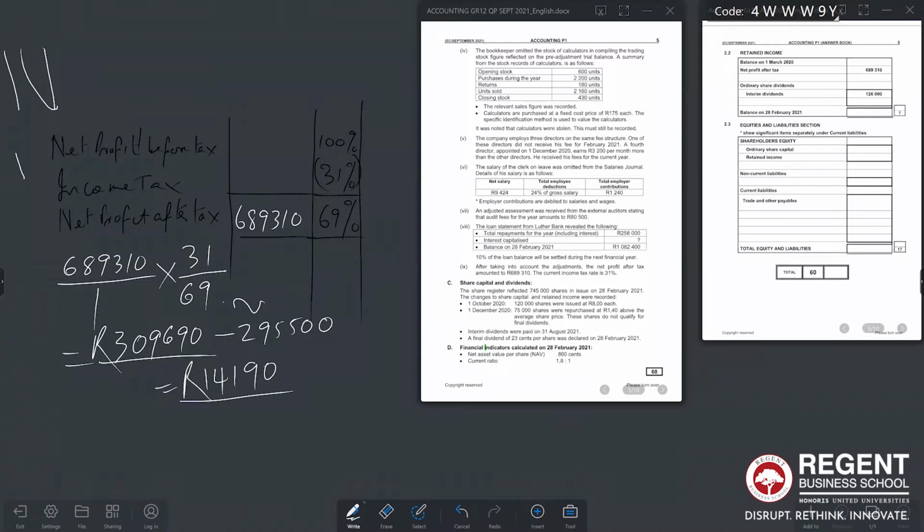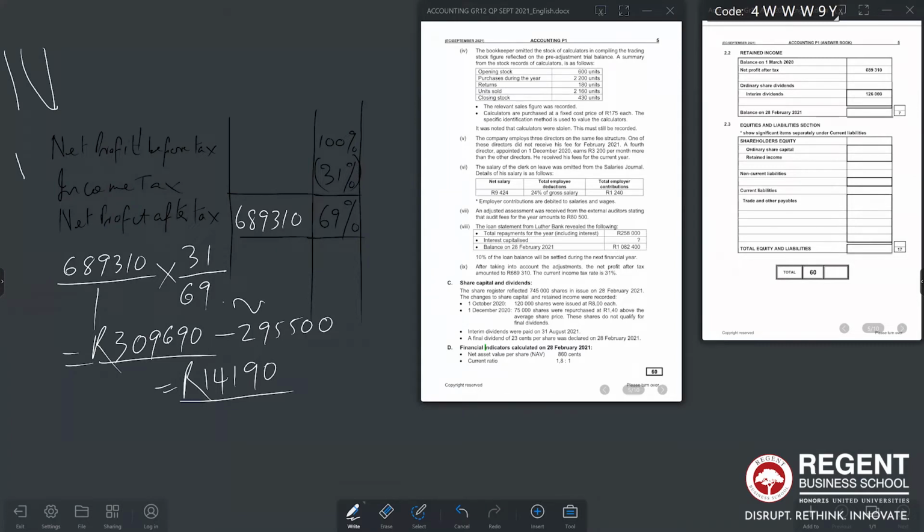Now, let's go to ordinary share dividends. I've got the interim, the final. We worked it out: 745,000 times 23 cents. They told us that the final dividend of 23 cents per share was declared, not paid. I still owe it. So we'll write down 745,000 times 23 cents comes to 171,350. Now add 171,350 plus your 126,000, and your answer goes on top of the box in line with ordinary share dividends.